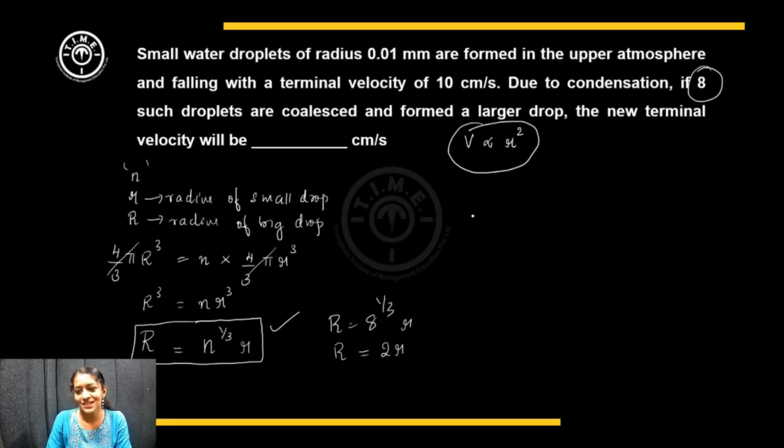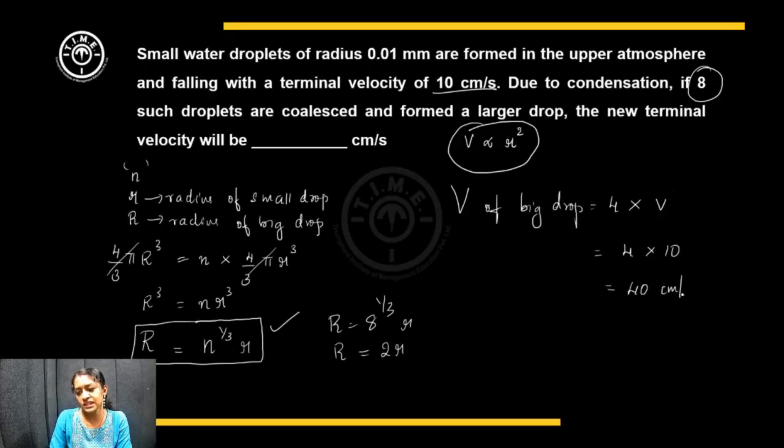Isn't it? So the terminal velocity of the big drop will be equal to 4 times the terminal velocity of each of the small drop. So here, what is the value of terminal velocity of each of the small drop? It is given in the question as 10 centimeter per second. So 4 into 10. The answer is 40 centimeter per second.